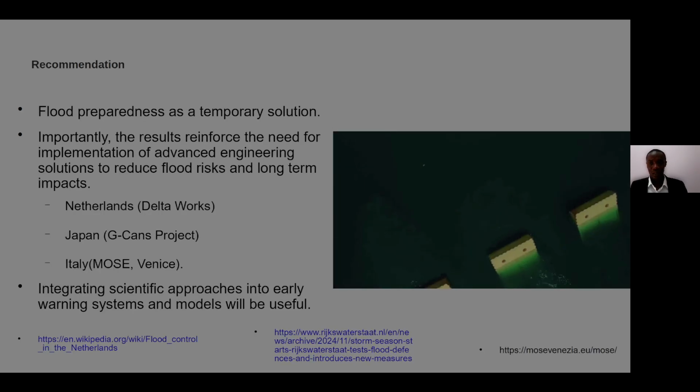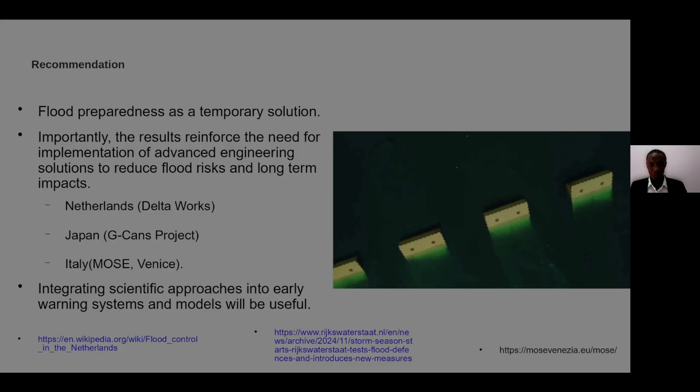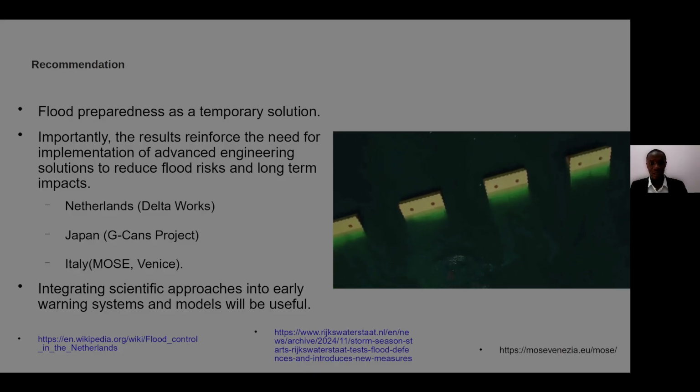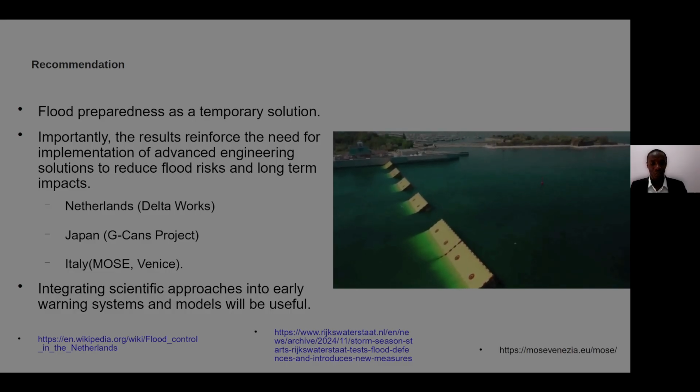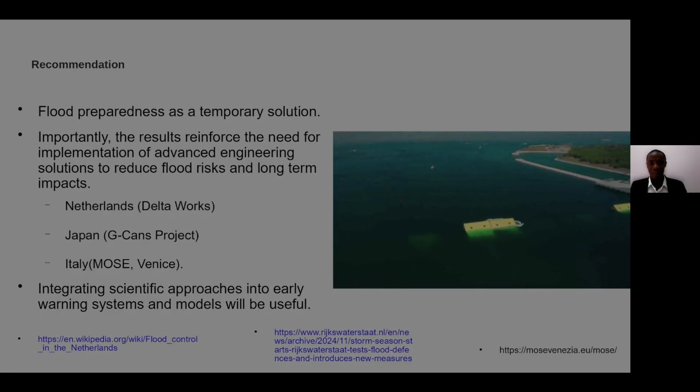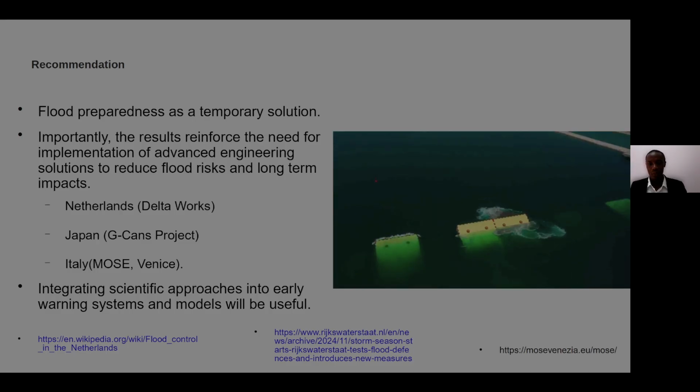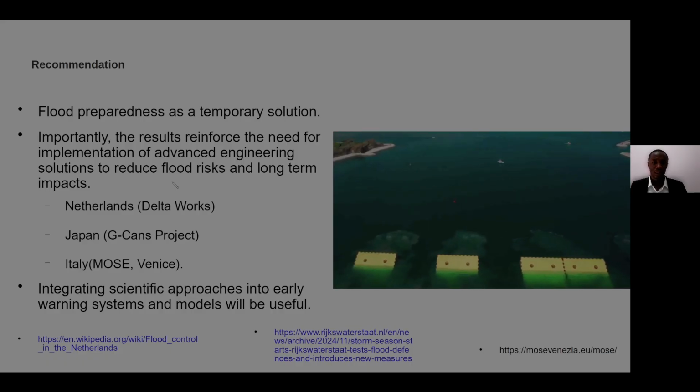Now, to the recommendation, considering that the flood has a natural and seasonal cycle of occurrence, temporary solutions are implemented. So every year we might say that, oh, there will be flood in this area at this period, so prepare yourself. But this is a temporary solution, and in the long term it does not help. It's not a sustainable solution, and there is a need for advanced engineering solutions in order to reduce the risk of flood or the impact of flood in the long term.